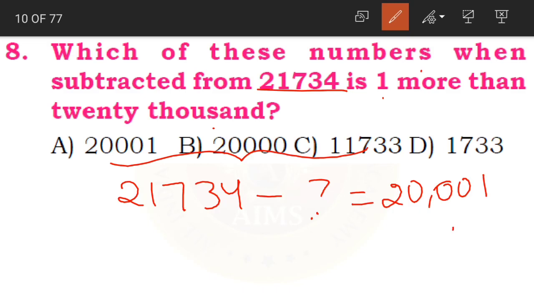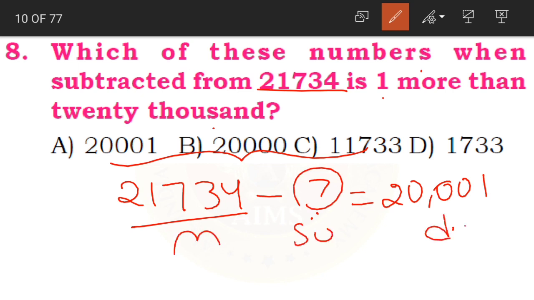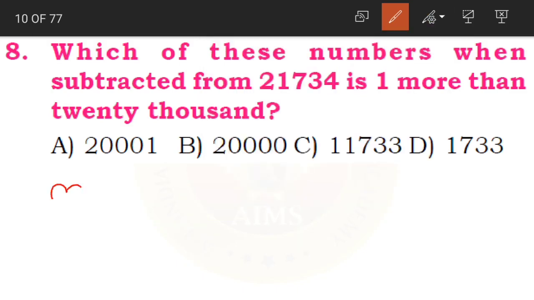When we subtract a number from 21,734, the difference should be 20,001. Here we are trying to find out the subtrahend. Yes, we are having the minuend and difference. How do we do that? Minuend minus difference is equal to subtrahend. So let us do that.